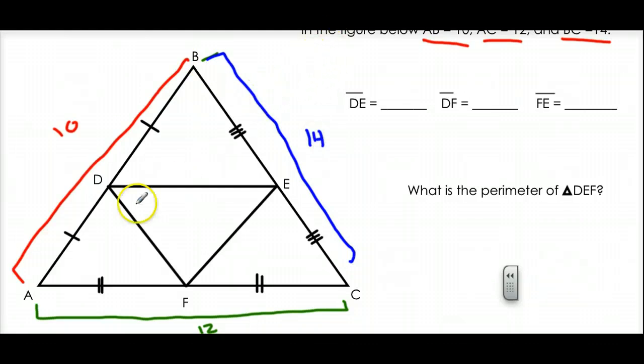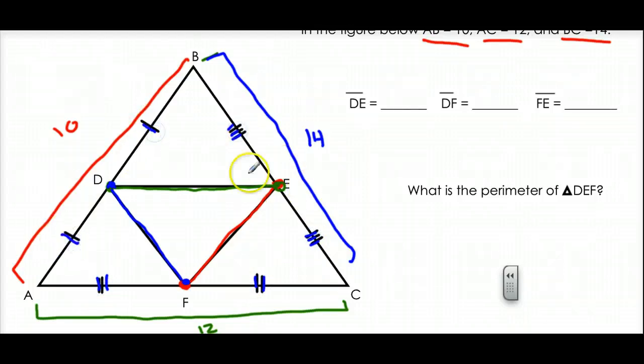Now what we also know is that these are our midsegments, okay? We know that EF is a midsegment because E is a midpoint and F is a midpoint. We know DE is a midsegment because E is a midpoint and D is a midpoint. These are both in the middle. And finally, we know DF is also a midsegment because D is a midpoint and F is a midpoint. And how do we know these were midpoints? Well, they're right in the middle, and these congruence marks tell us that they're in the middle.